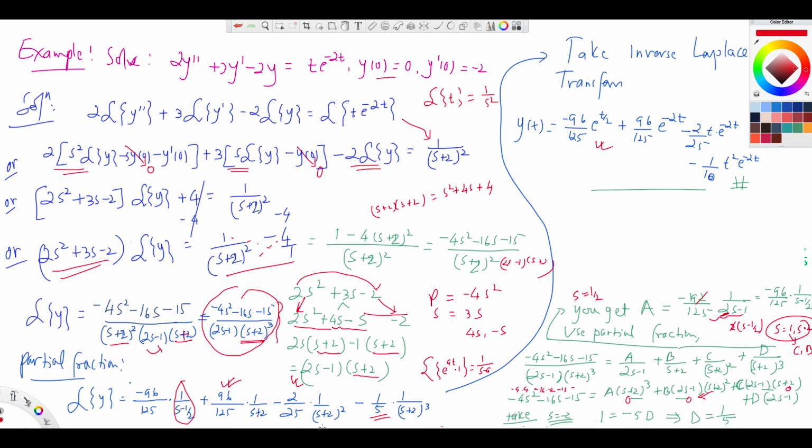What is the inverse Laplace transform of this? We know that the Laplace transform of t is 1 over s squared, right? The Laplace transform of t is 1 over s squared, but we have s plus 2, so we need to do e to the negative 2t, right? You see that? 2 over 25 t times e to the negative 2t. Similarly, the last one is 1 over 10 t squared times e to the negative 2t. So this is how you solve this differential equation.